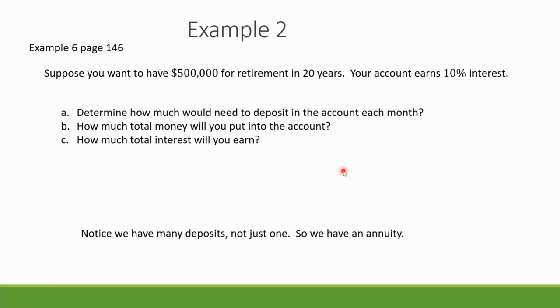This one's a little bit different. So here's another one. We want to have $550,000 for retirement in 20 years. That's what we want to have. And we know the account we're using is earning 10% interest. So the first question is, how much do we need to deposit each month in order to achieve this goal?